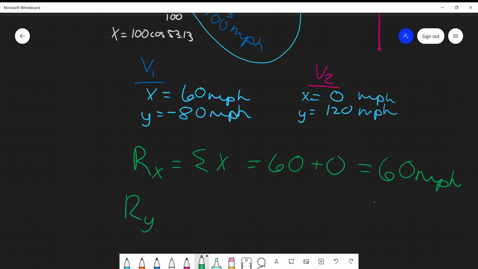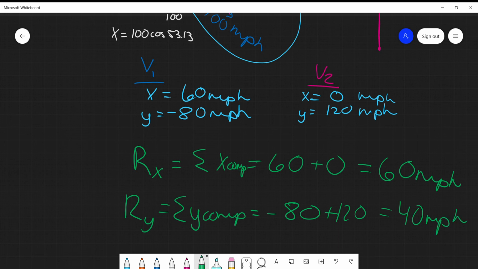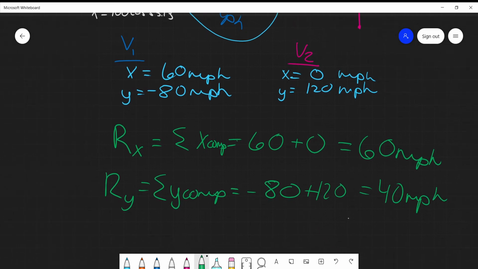Our y is the same thing. So in this case, we have a negative 80 plus a 120, and that is positive 40 miles per hour.